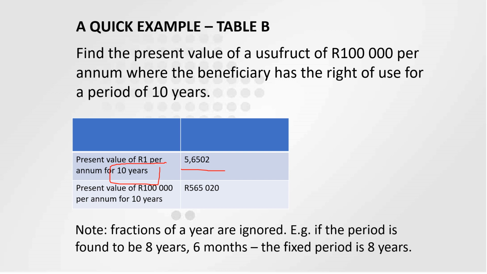Note that we ignore fractions when it's for a specified period. So you cannot say it's for a specified period of 8 years and 6 months. It will not be rounded up, we rather round down and we say we use the full 8 years.